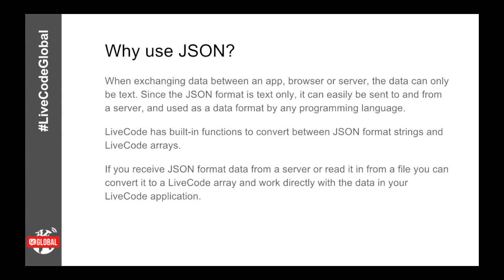So if you actually want to store array data in a local file for storage, it could be a profile of a user, it could be data that your app uses that you want to save in between uses of the app, then converting it to a JSON format and saving it in a text file is a really good way to do that as well.